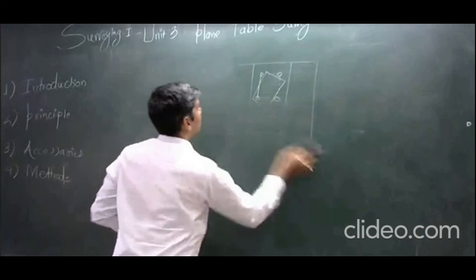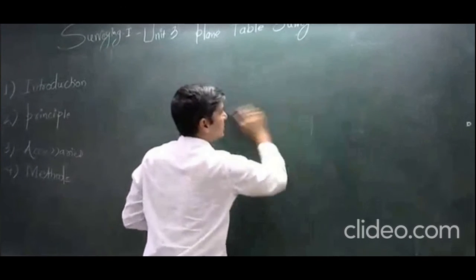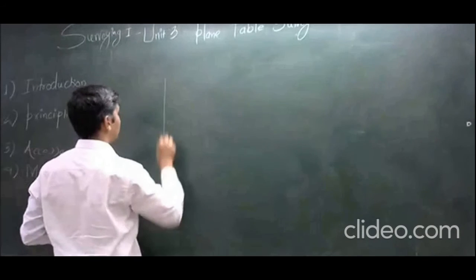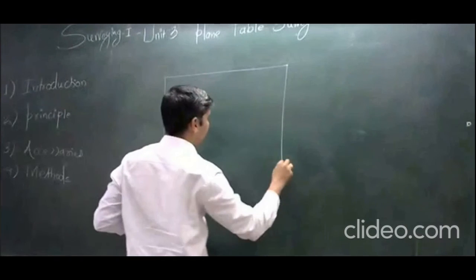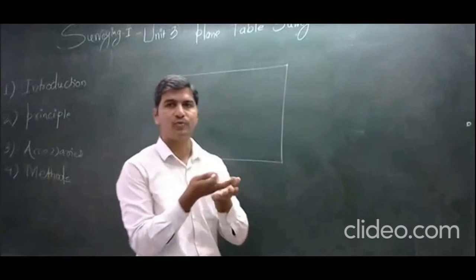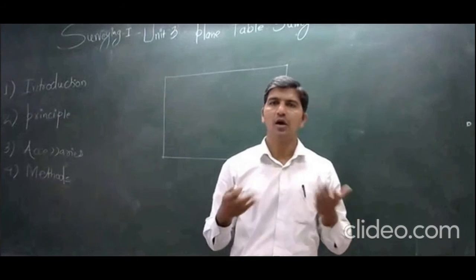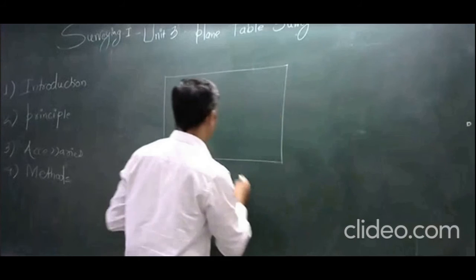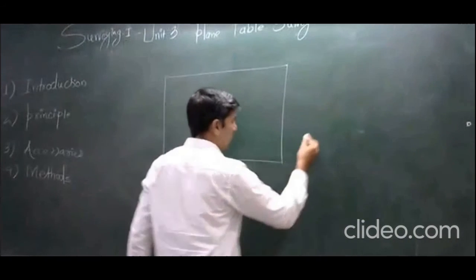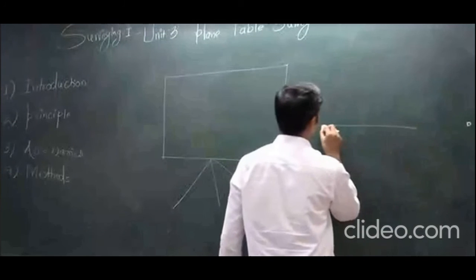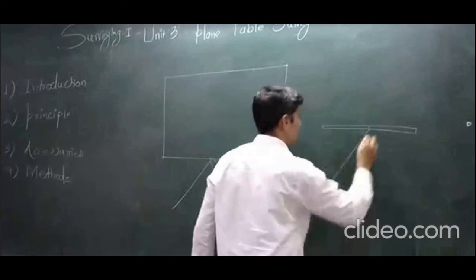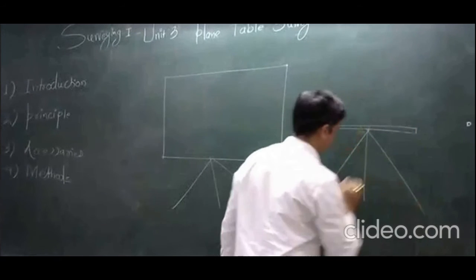For the plane table, we have 2 methods. Suppose this is the plane table. It is nothing but a wooden drawing board which consists of 3 legs, 1, 2, and 3. If I draw the section like this, this is a small thickness at the center. From the center, we have the 3 legs like this.